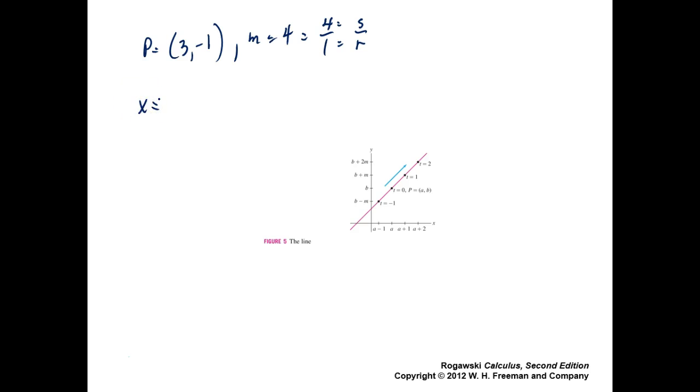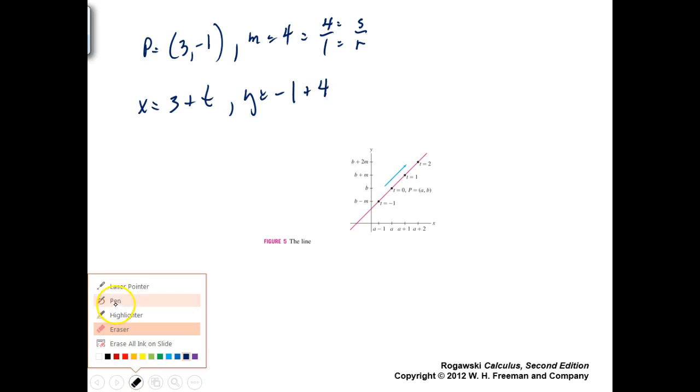X is equal to 3 plus T. Y is equal to minus 1 plus 4S. Is that what you said? Okay, I couldn't hear what you said. No, yeah, wait. 4T. I'm sorry, 4T. You're right. The S is 4, so you already had the S in there. T.